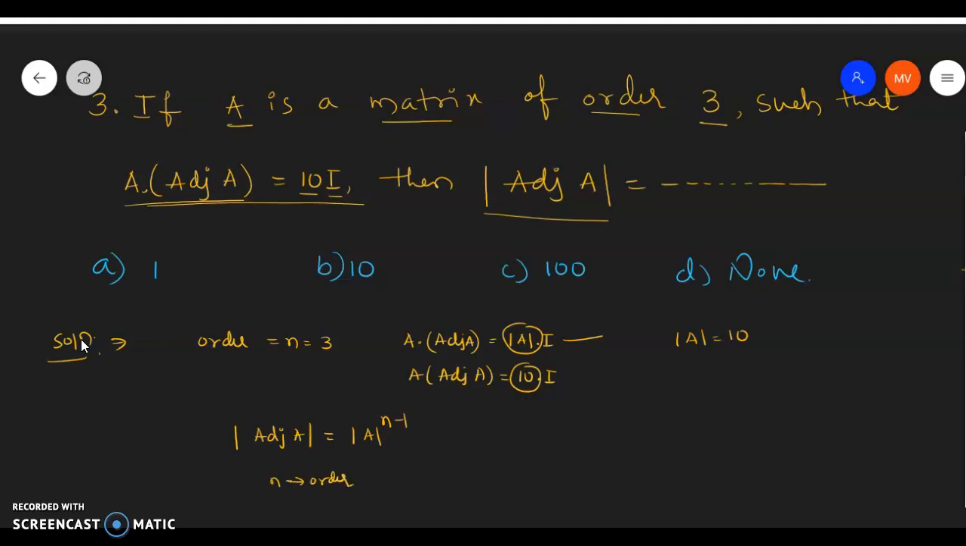Order of matrix. Please remember this point as well as this point. Those two are very important and they will help you. Therefore, here I got the determinant of A by comparing. I got that it is 10 to the power of order minus 1. Order here is 3, therefore it is 3 minus 1, that is equal to 10 to the power 2. That will be 100. So here option C will be the right one.